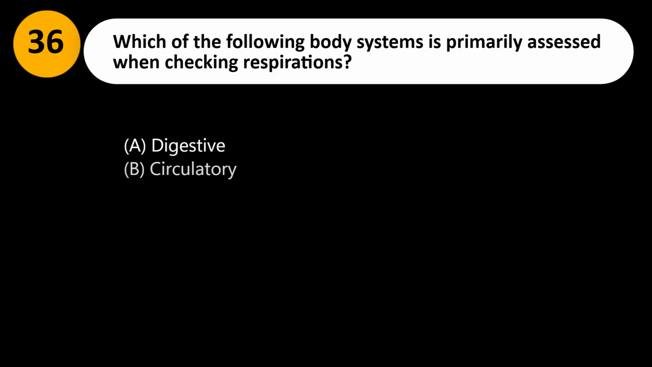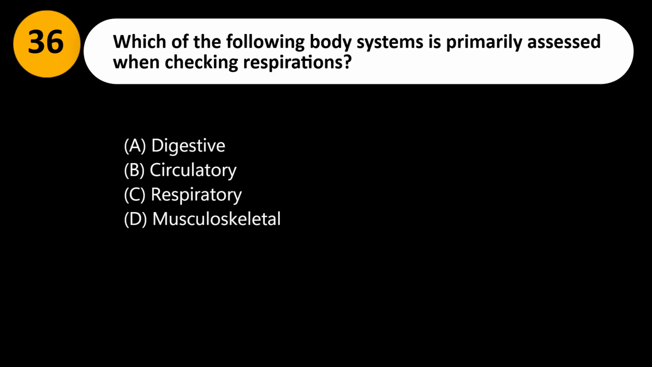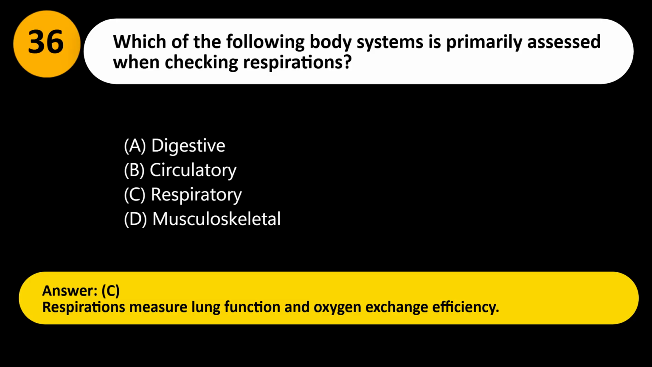Which of the following body systems is primarily assessed when checking respirations? A. Digestive. B. Circulatory. C. Respiratory. D. Musculoskeletal. Answer: C. Respirations measure lung function and oxygen exchange efficiency.